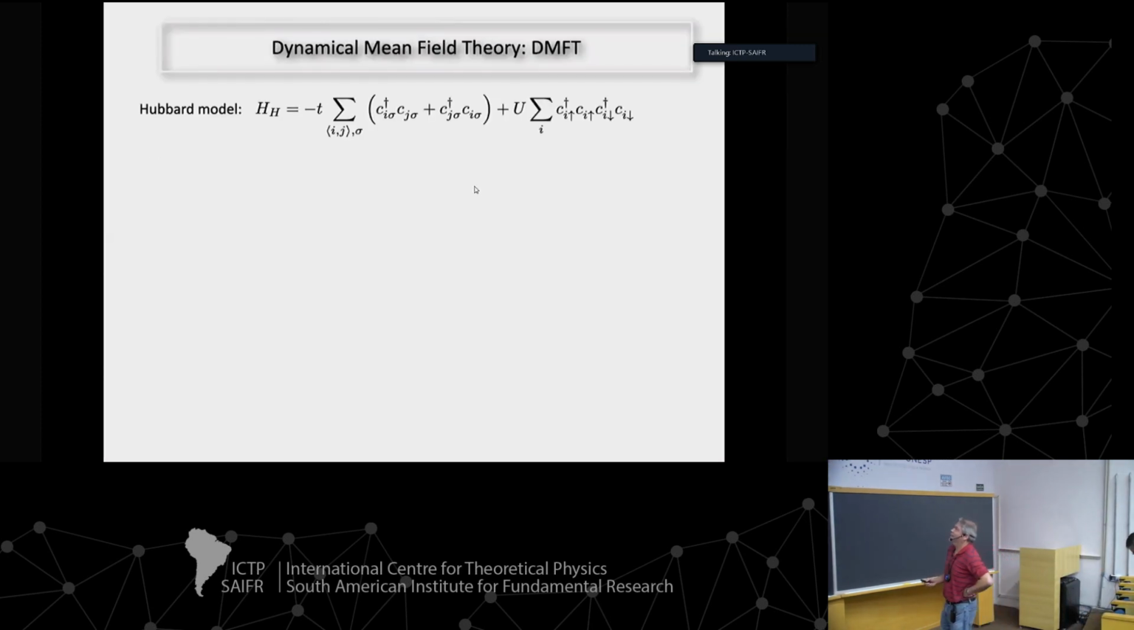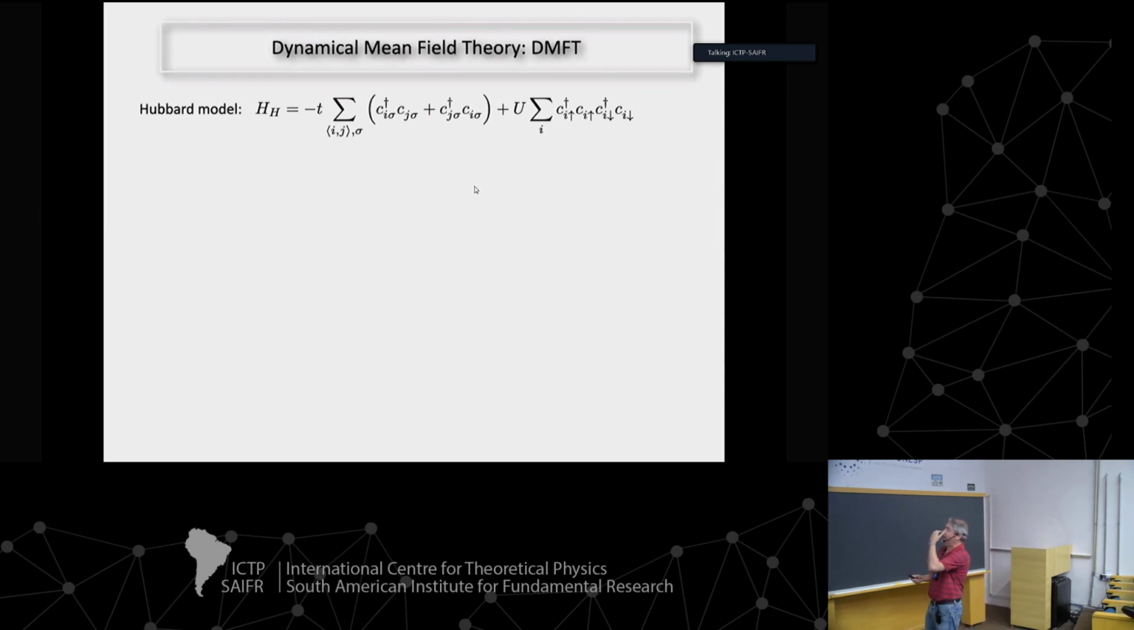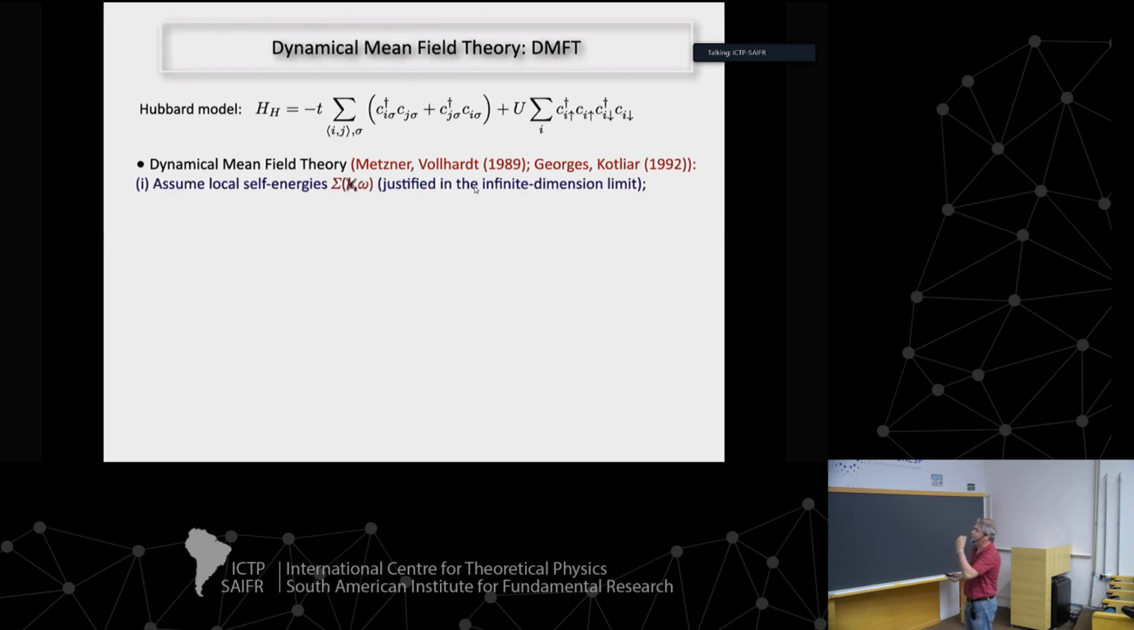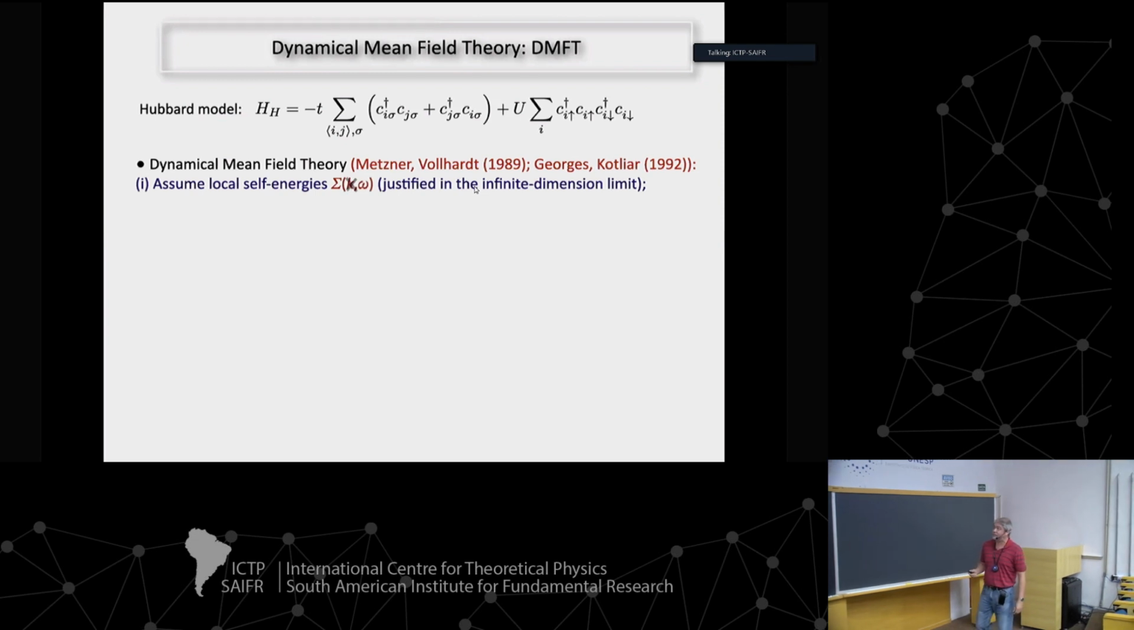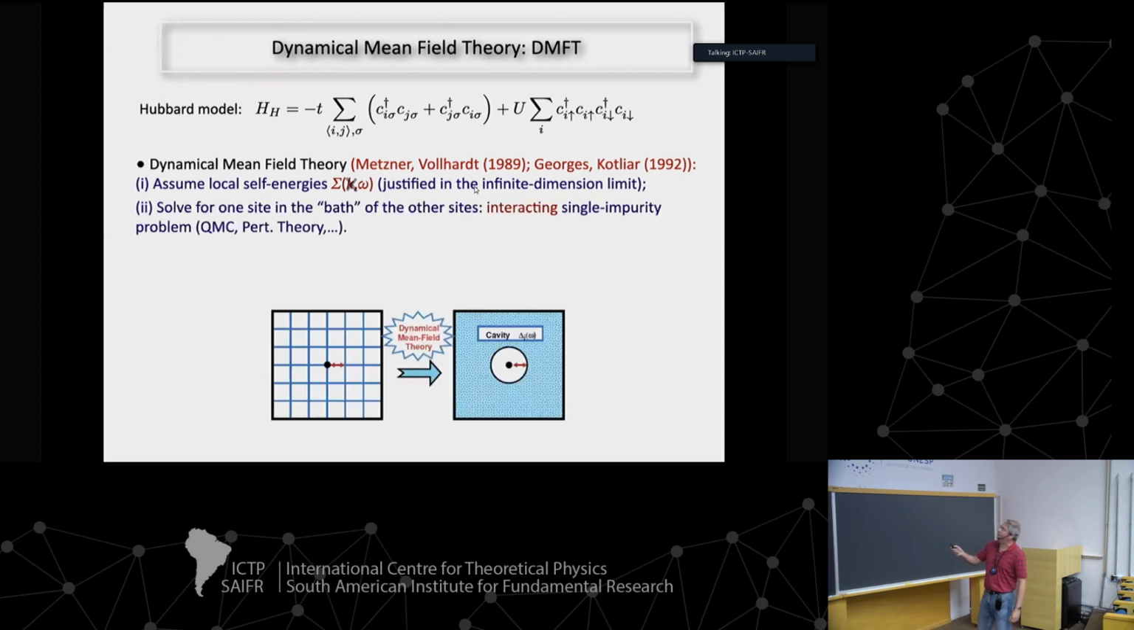So this transition has been, especially at high temperatures, well described by this approach called dynamical mean field theory. For instance, if you use the Hubbard model for the description, dynamical mean field theory, which I'm going to summarize now, is basically a description that assumes that the electron self-energy is local. It doesn't have any k dependence. It can be justified in the infinite dimensional limit. But of course, we are in finite dimensions. This is just an approximation.